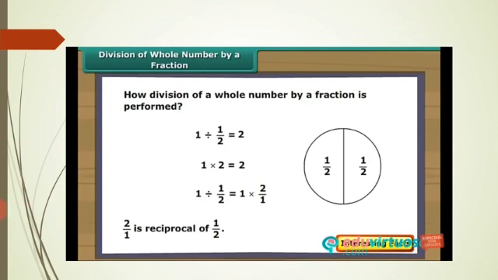You need to take the reciprocal of the second number. 1 by 2 becomes 2 by 1. So 1 into 2, the answer is 2. Likewise they are solved. So 2 by 1 is the reciprocal of 1 by 2. That's all, you get the solution. Very good students, you are observing me properly.